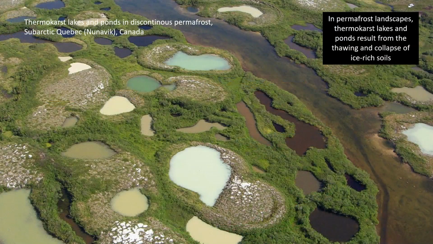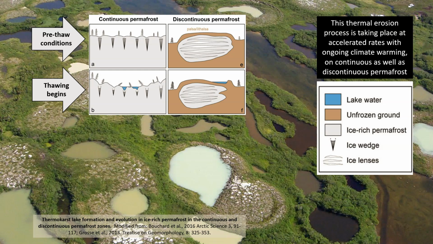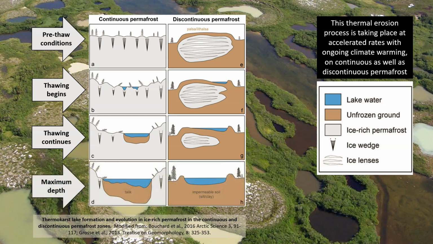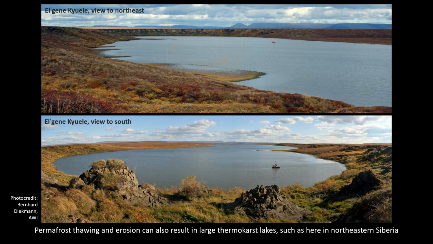In permafrost landscapes, thermokarst lakes and ponds result from the thawing and collapse of ice-rich soils. This thermal erosion process is taking place at accelerated rates with ongoing climate warming on continuous as well as on discontinuous permafrost. Permafrost thawing and erosion can also result in large thermokarst lakes, such as here in northeastern Siberia.